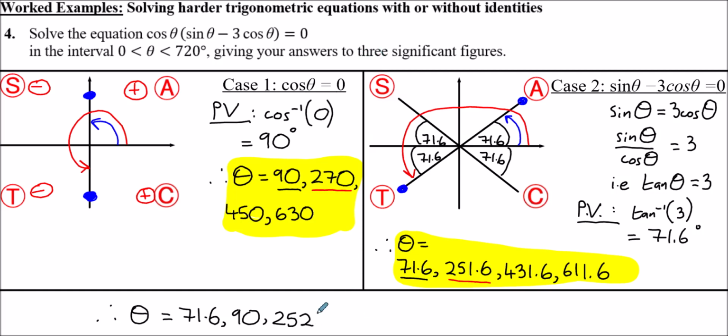The next one after 252 is 270. After 270 we have 431.6. To 3 sig figs this is 432. Then 450. Then 612 to 3 sig figs. And finally 630.